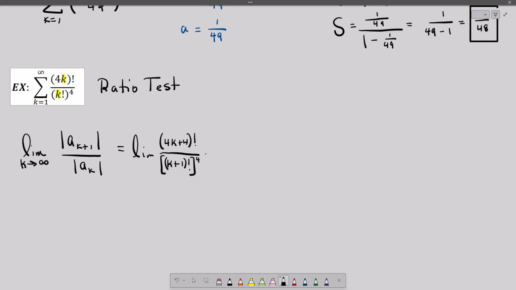Dividing by a sub k means multiplying by the reciprocal of what we have there. So we'll have our k factorial raised to the 4th power, and then down below we'll have the quantity 4k factorial.